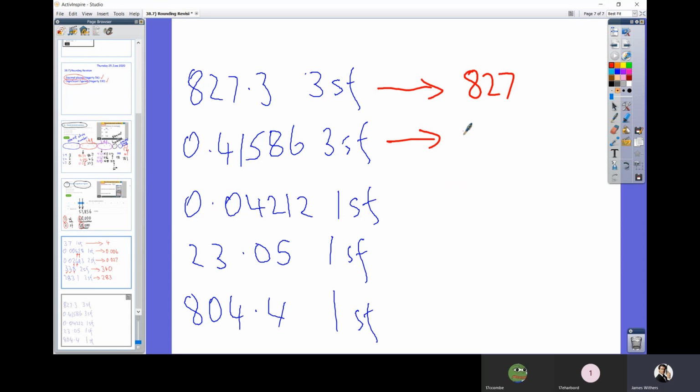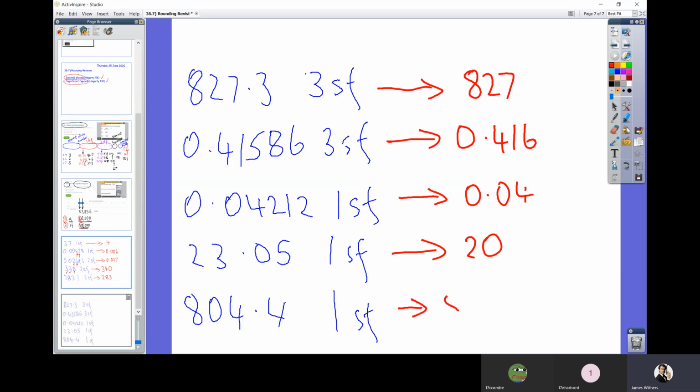3 significant figures, 0.416. 1 significant figure, 0.04. 1 significant figure, 20. 1 significant figure, 800. Okay, so just the key point. Well, you've got 3 significant figures, 3 digits which are not naught. 3 significant figures, 3 non-zeros. So as long as you remember that key point, you should be fine.